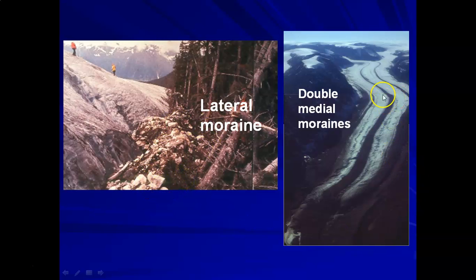And here's an aerial view of an alpine glacier in Alaska, and this one actually has two medial moraines, so there are several tributary glaciers that have joined. And there's also some nice example of lateral moraine right in through here, lateral moraine there.